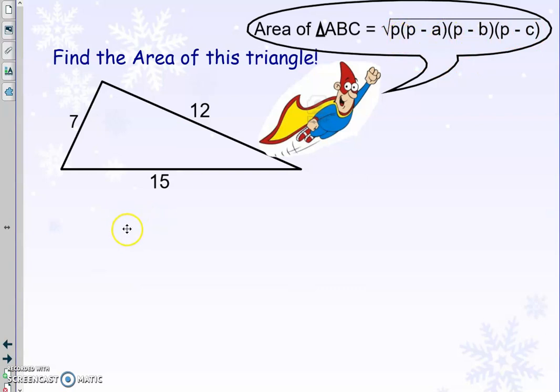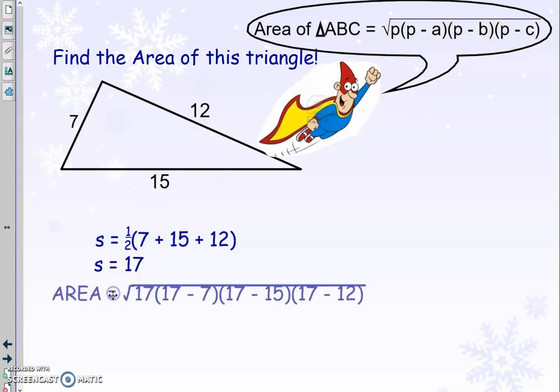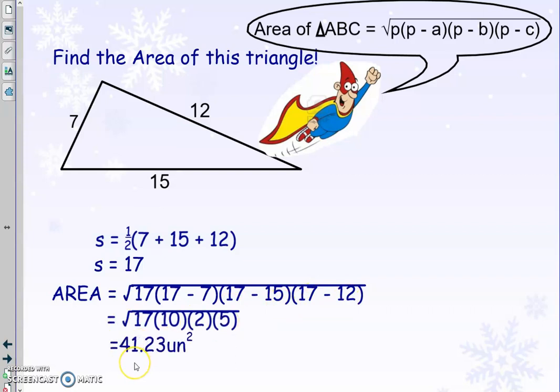And the first thing I'm going to do is find the semi-perimeter. So my semi-perimeter is half the perimeter, so it's half of the sum of all the sides. So the semi-perimeter is 17. And then I'm just going to plug right into Heron's formula. The semi-perimeter is 17. That goes in each one of these spots. And so we say it's the square root of 17 times the difference between the semi-perimeter and the first side, the semi-perimeter and the second side, and the semi-perimeter and the third side. And so plugging those numbers into my calculator, I get about 41.23 square units.